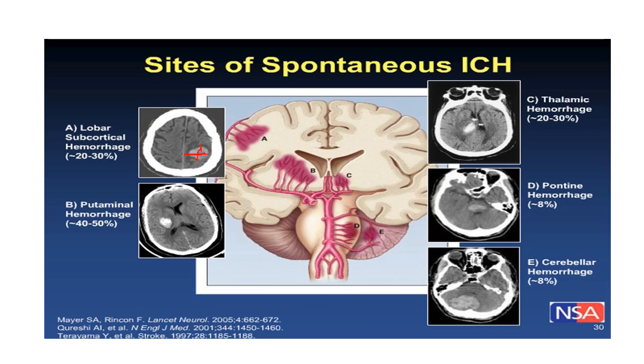If the bleed is in the thalamus, it will be called thalamic hemorrhage. If the bleed is in the pons, it will be called pontine hemorrhage. And when the bleeding occurs in the cerebellum, it will be called cerebellar hemorrhage. So this is how easy and straightforward these bleeds are named.